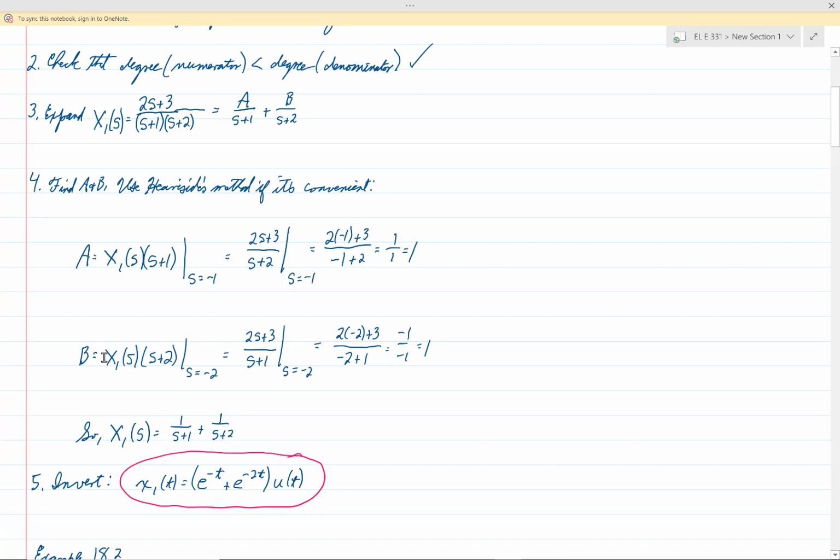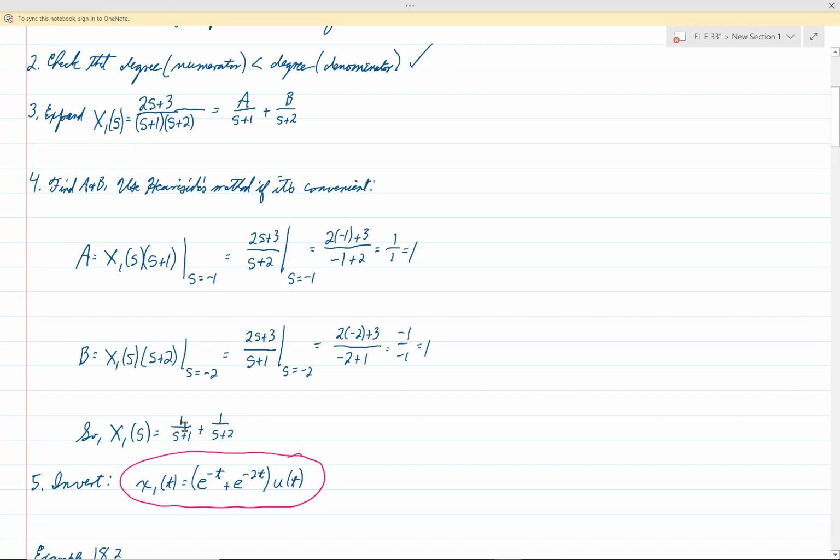Likewise, when we want to find b, we will take this, and this time we'll multiply by s plus 2, because b is over s plus 2. So we will multiply by s plus 2 and evaluate at s equals negative 2. What do we get in this case? We will get 2s plus 3 over s plus 1, and we evaluate that at negative 2, and we get positive 1.